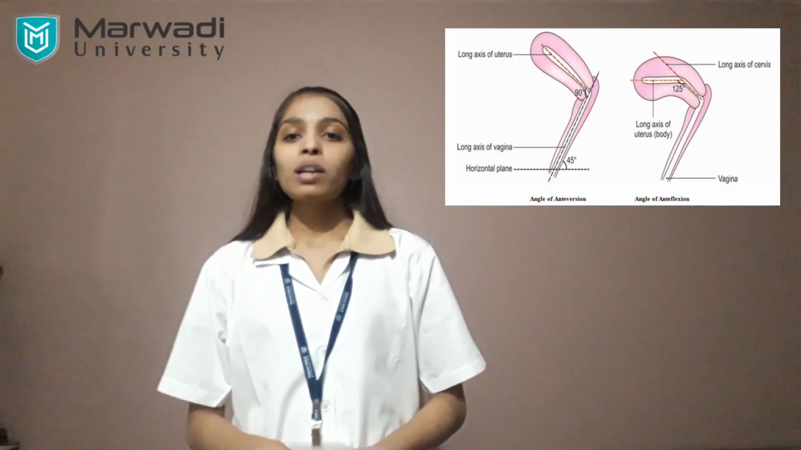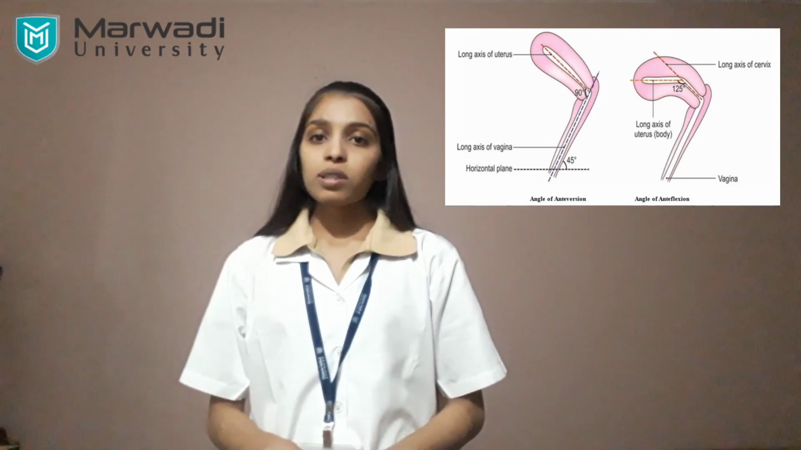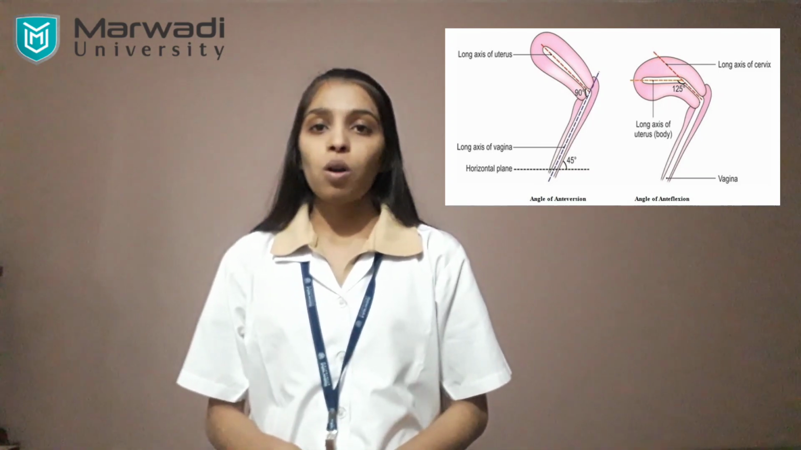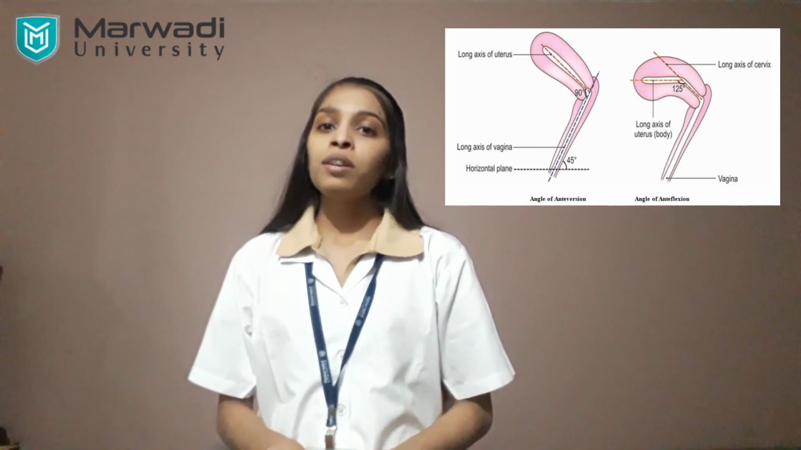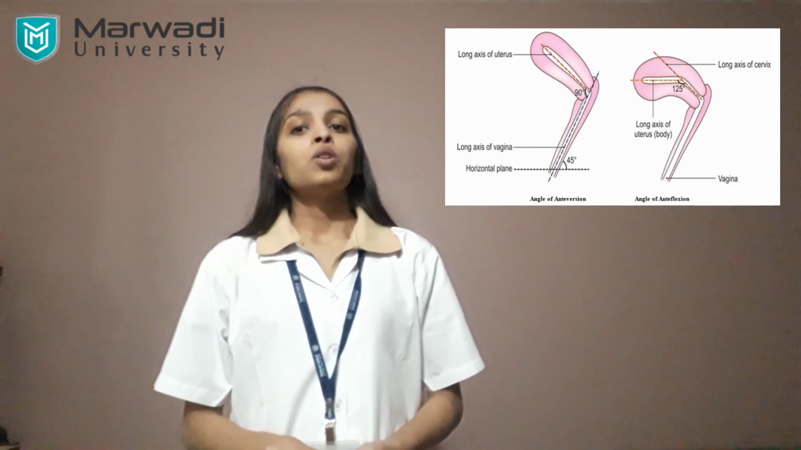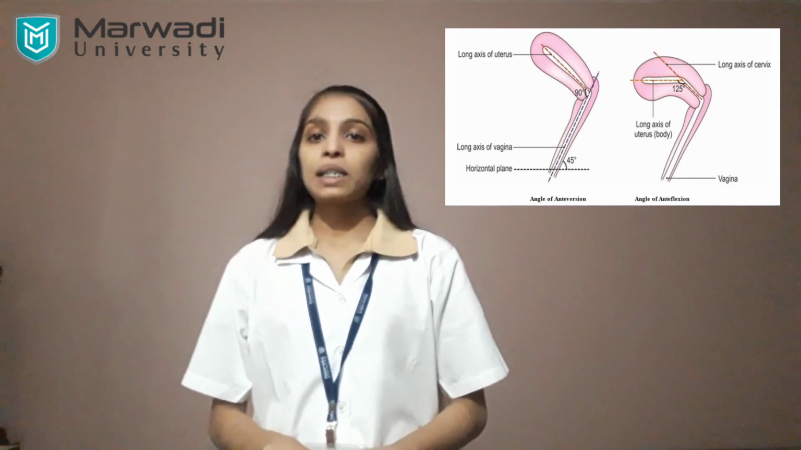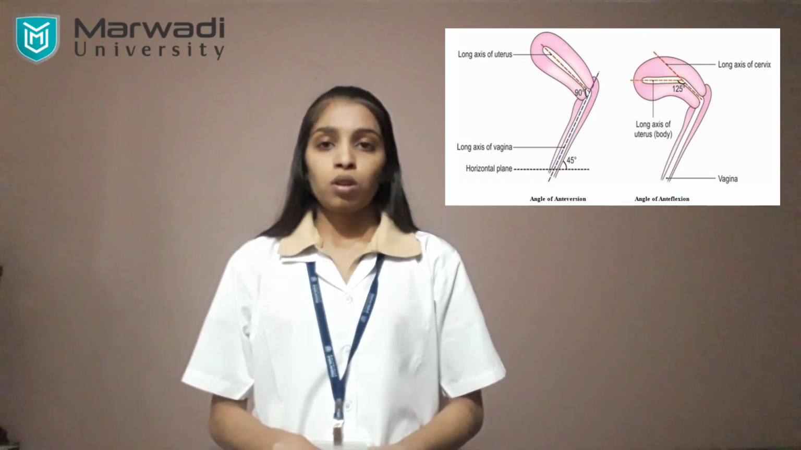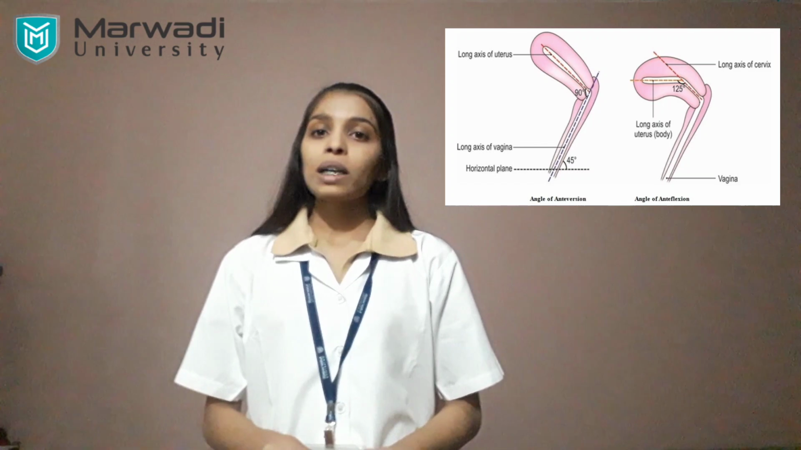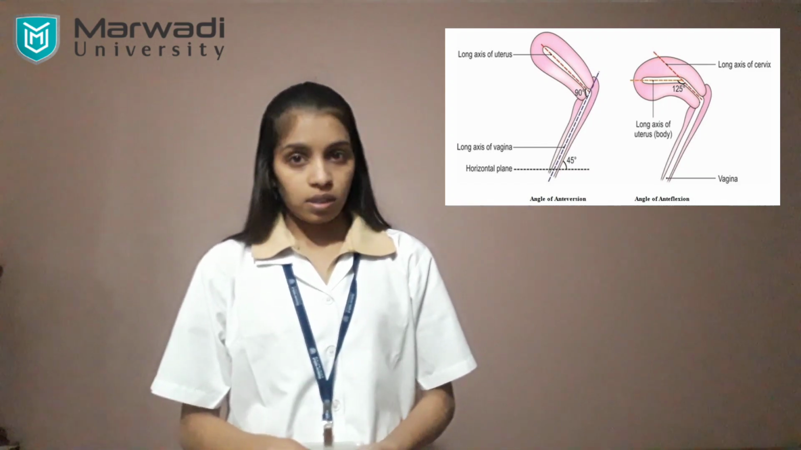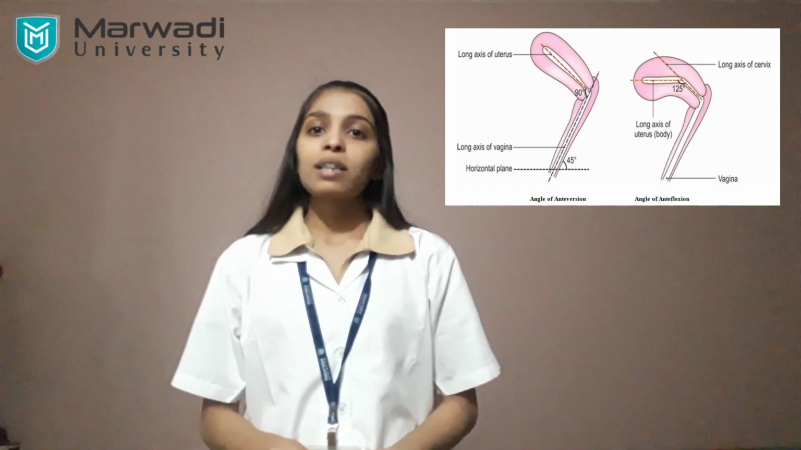Anteversion of the uterus: the long axis of the whole uterus is bent forward on the long axis of the vagina. This is the anteversion position of the uterus. Anteflexed uterus position: the long axis of the body of the uterus is bent forward on the long axis of the cervix. This is the anteflexed uterus position.